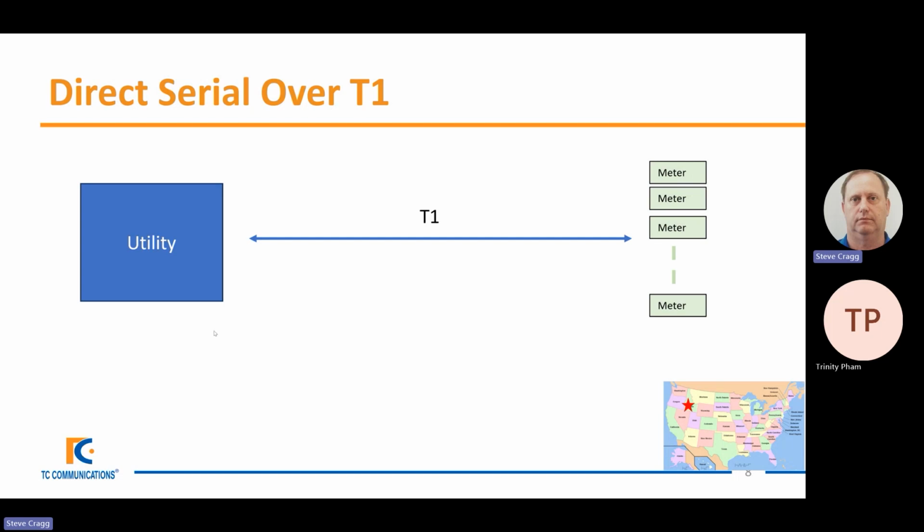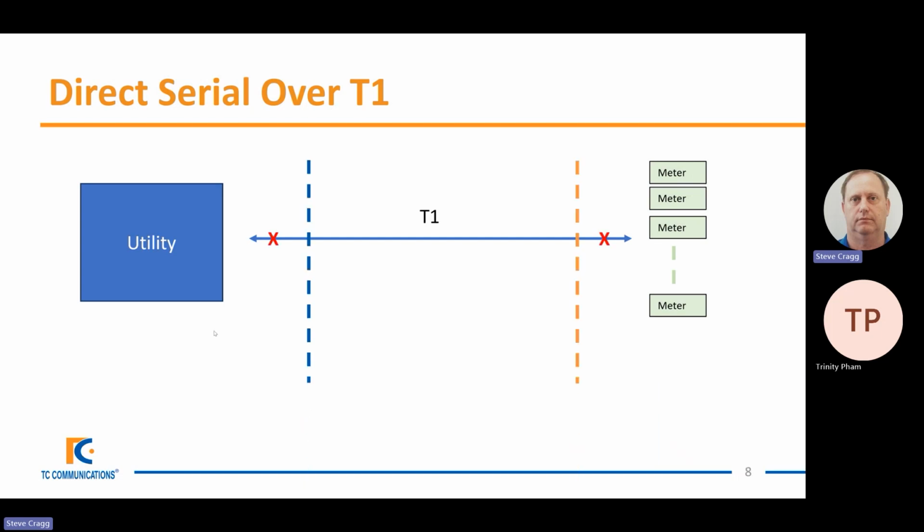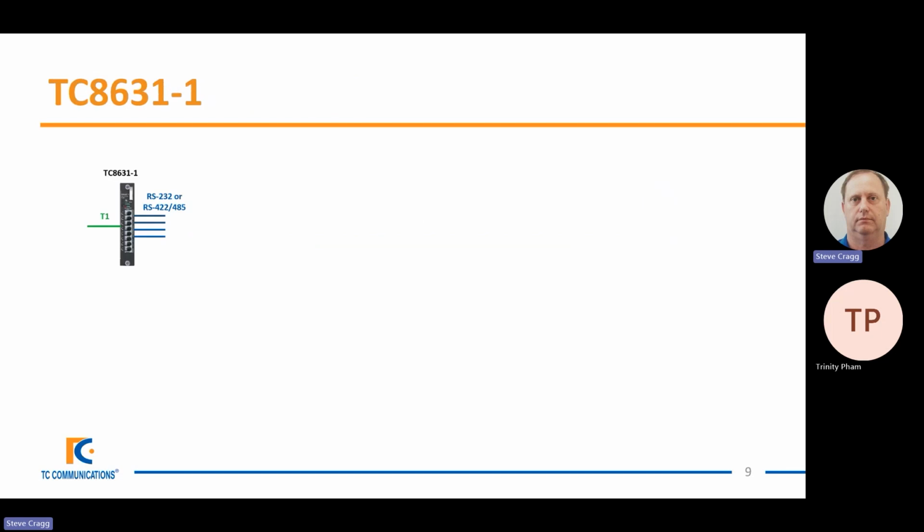However, of course, there is an issue, and the issue with this is that it's rare that the metering interface to a utility is T1, and it's also extremely rare that, if not available, the meters themselves have a T1 interface as well. And so once again, in this case, we're going to introduce one of our products. This is part of our jumbo bank range, the TC8631.